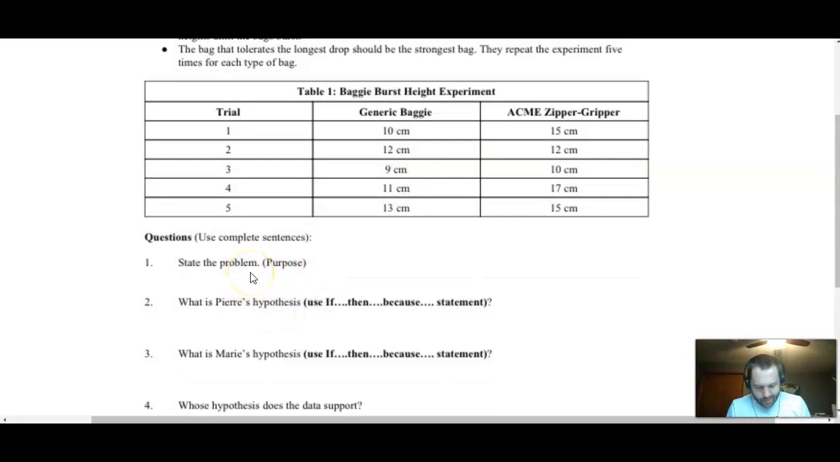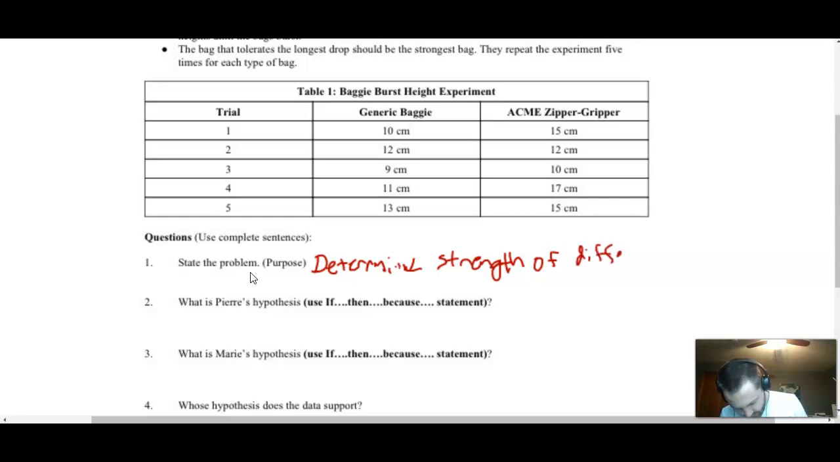So first thing here, just asks us to state, what is the purpose of this? The purpose of this experiment, from the sounds of it, is to determine the strength of 2 different bags. Different bag types, something along those lines. And then it says, what is Pierre's hypothesis?